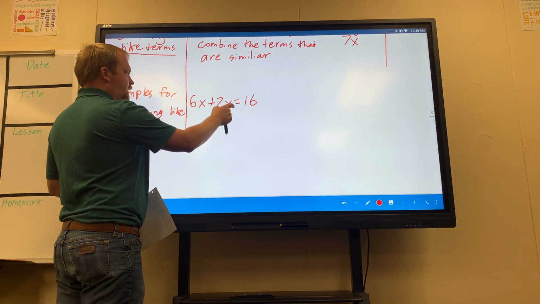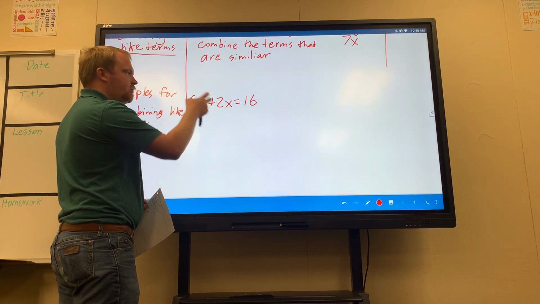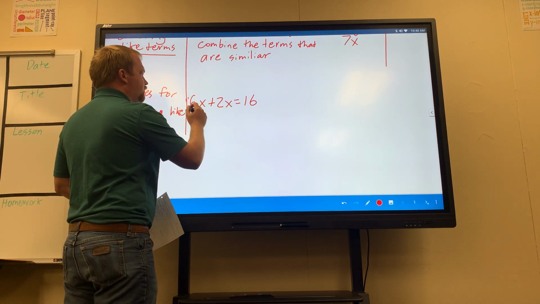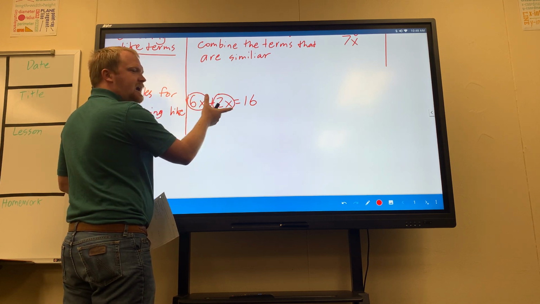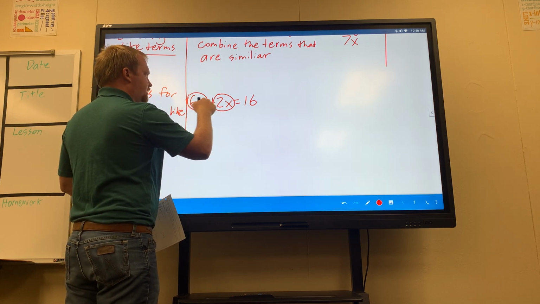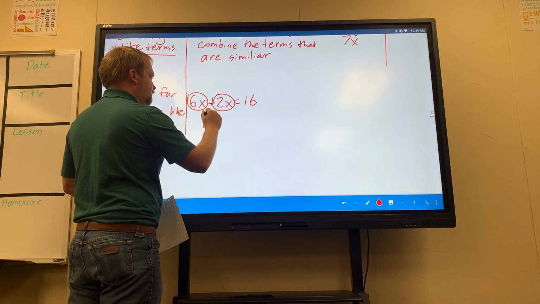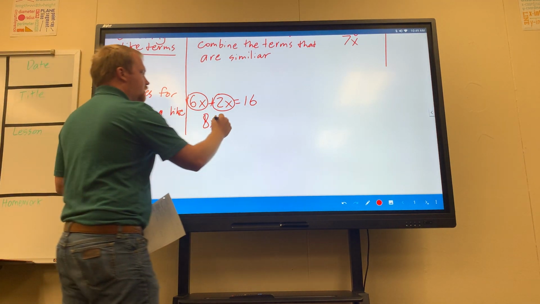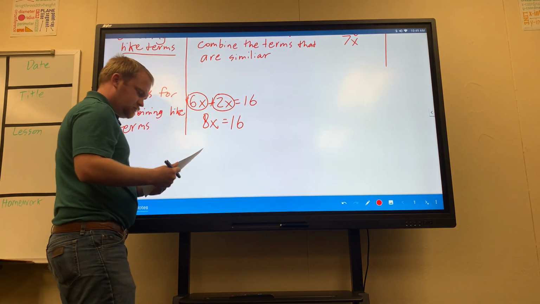6x and 2x are similar to each other because they both share an x. So since they both share an x, I'm going to combine these two by adding them together because there's an addition between them. So 6x plus 2x gives me 8x. Now there's nothing to combine with the 16, so I just leave it alone.